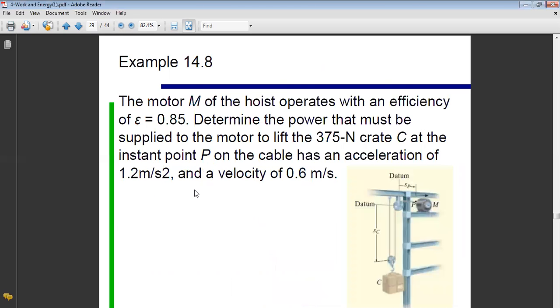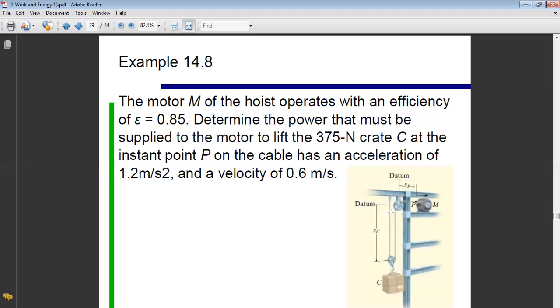Okay. So now let us do a small problem on this. We have a motor that operates with an efficiency of 85%. Determine the power that must be supplied to the motor to lift this 375 Newton crate at the instant point P on the cable has an acceleration of 1.2 meter per second square and a velocity of 0.6 meters per second. So here in this problem, we have a pulley system that is trying to lift this box upward.